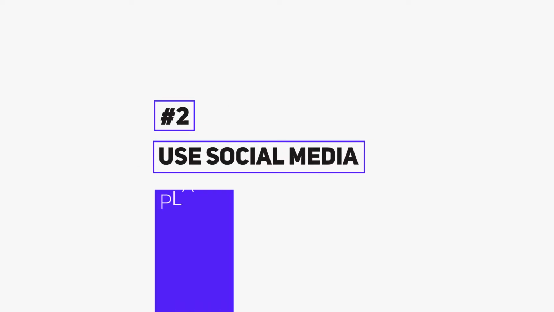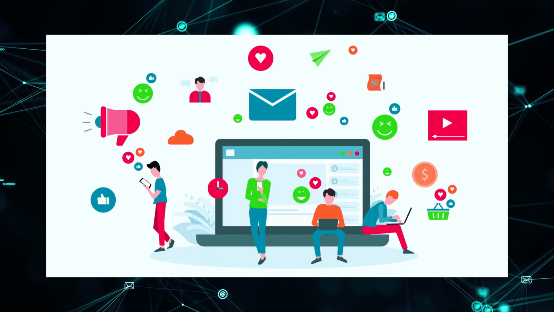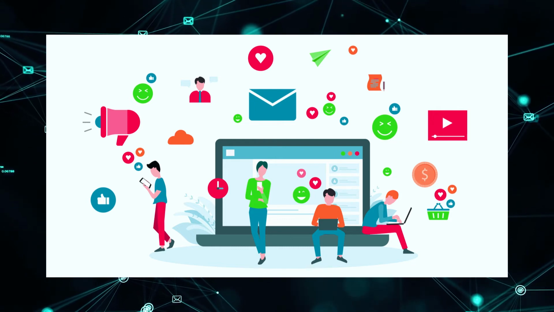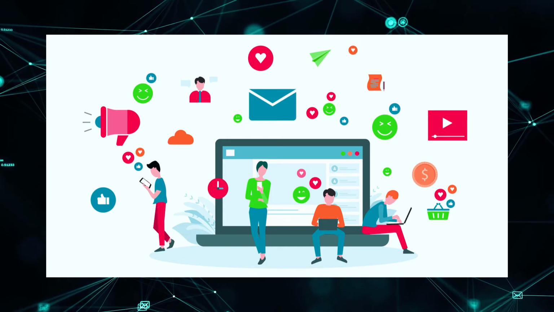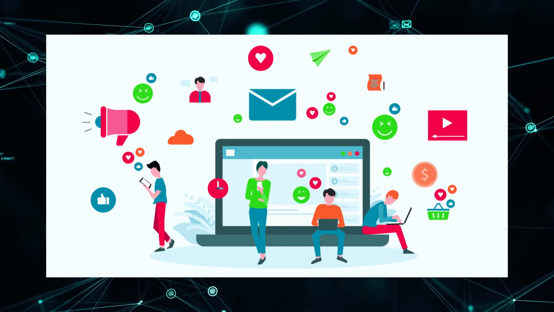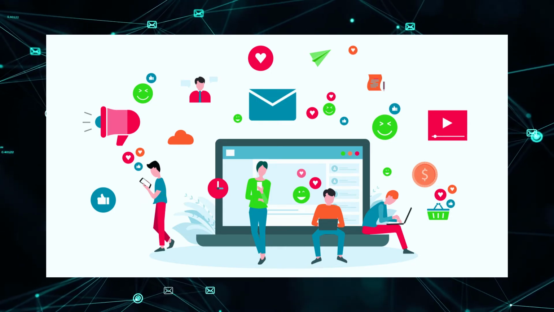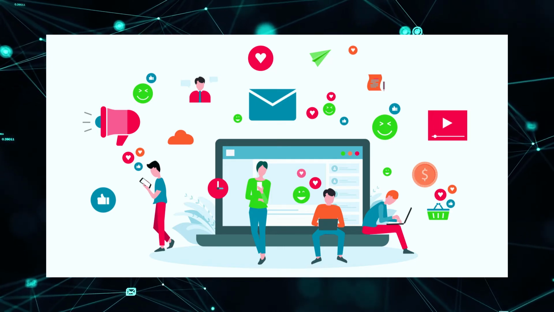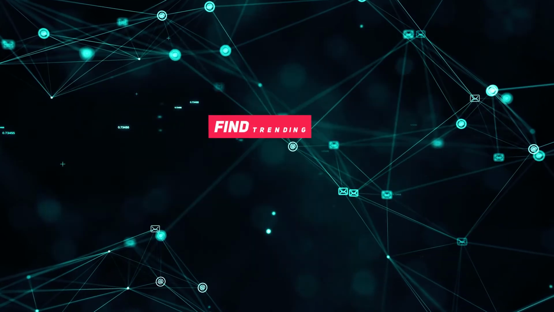Number 2. Use social media platforms. Another great way to find out what's trending is to check out social media platforms like Twitter and YouTube. Both platforms have tools that allow you to see the most popular topics at the time. For Reddit, search for rising topics. And there are many more social media sites you can explore. What matters most is where your audience is.